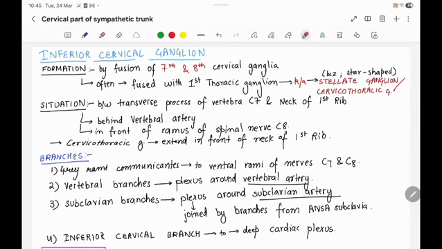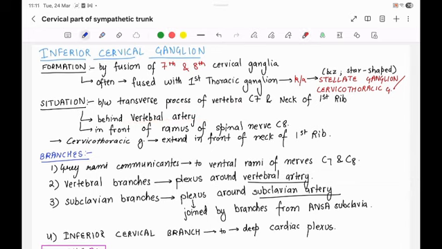We know the vertebral artery. So it is behind the vertebral artery and in front of the ramus of spinal nerve 8. Okay, and if it is the cervicothoracic ganglion, it will extend in front of the neck of the first rib, while when it was the inferior cervical ganglion, it was only in between these two structures, right? When it is cervicothoracic ganglion, it extends in front of the neck of the first rib.